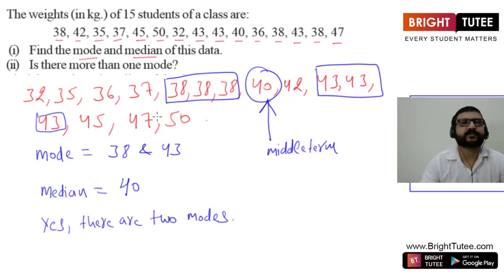So now in this question, what we did, we just simply arranged the data in ascending order, and from there we got mode as 38 and 43 and median as 40.